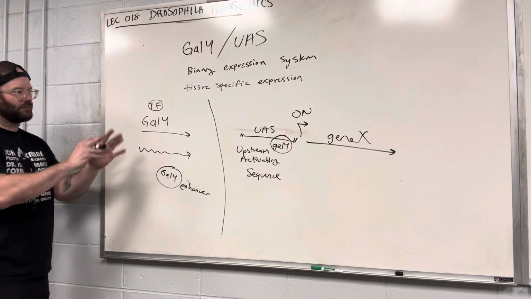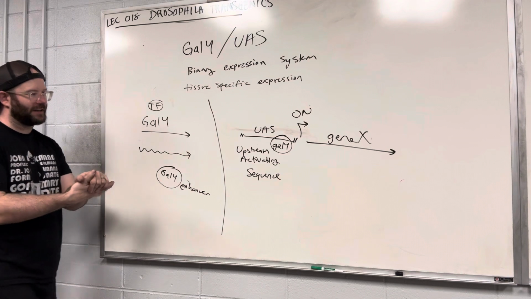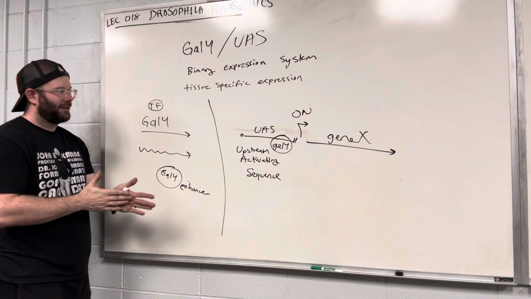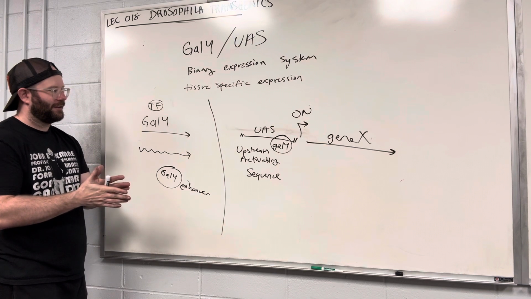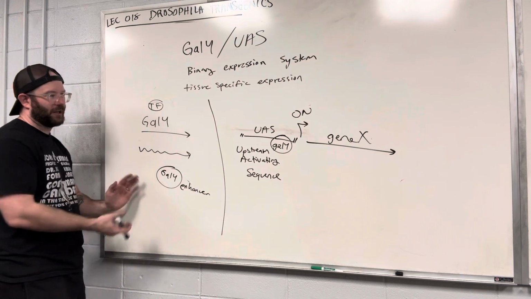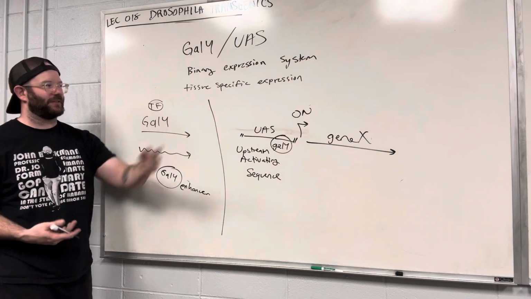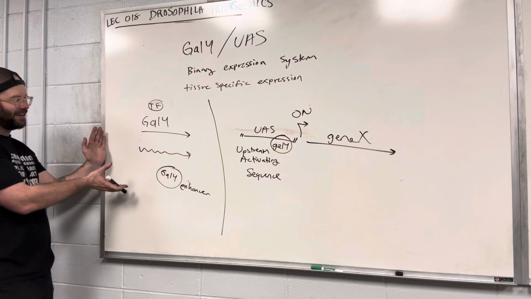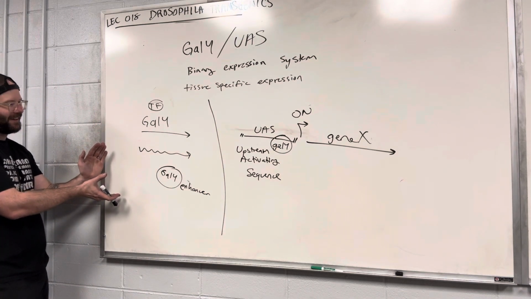What would you modify? Anybody have any ideas? And you haven't drawn it yet? I haven't drawn it yet. There's one thing we can add, we can pop in, that will give us tissue-specific expression of gene X. It's over here. It goes right here.